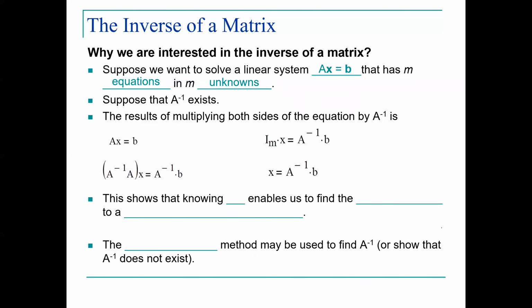So basically what we are saying is that by knowing the inverse, we can obtain the solution for the set of linear equations very quickly. This shows that knowing A inverse enables us to find the unique solution to a square linear system of equations. The Gauss-Jordan method may be used to find A inverse or show that A inverse does not exist.